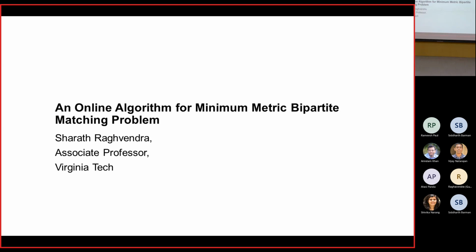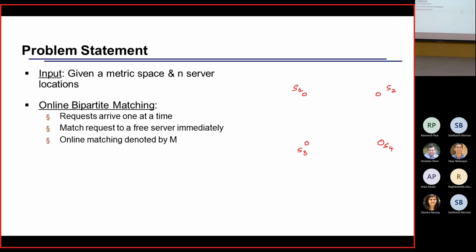My topic for today is the minimum metric bipartite matching problem. Some of you may have heard of this. Let me introduce the problem first. You're given n servers in a metric space. For instance, in this example, in two-dimensional space, you're given 4 servers, and you know their locations.